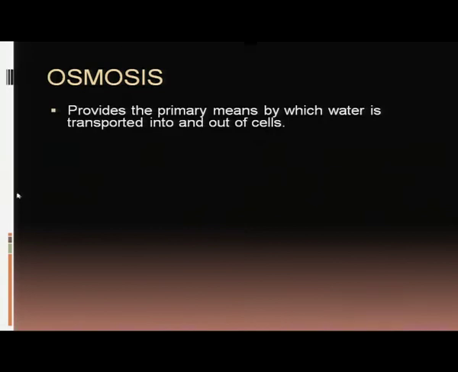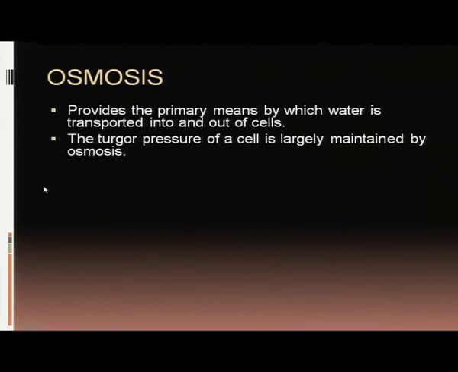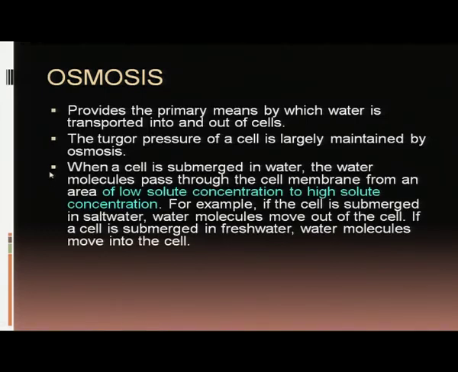Moving on about osmosis. Osmosis is very important for the plants. It provides the primary means by which water is transported into and out of the cells. The turgor pressure of a cell is largely maintained by osmosis. When a cell is submerged in water, the water molecules pass through the cell membrane from an area of low solute concentration to high solute concentration.